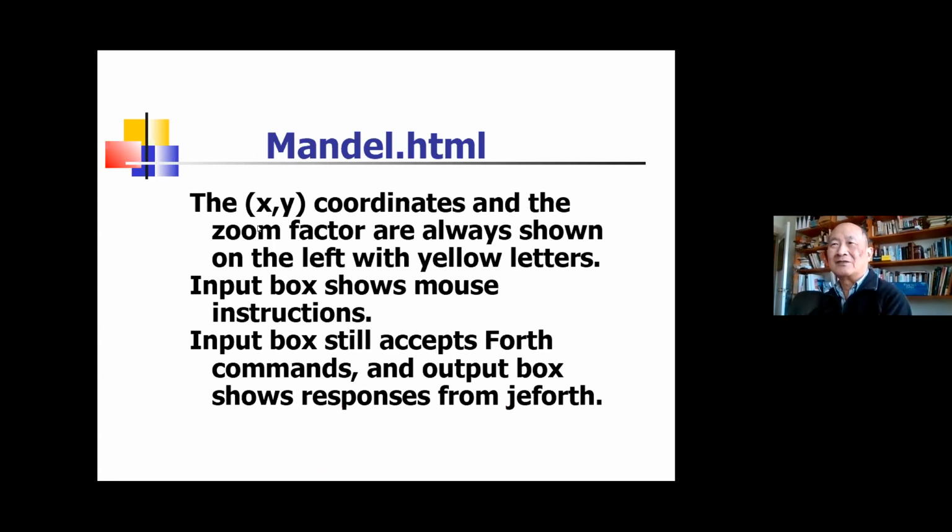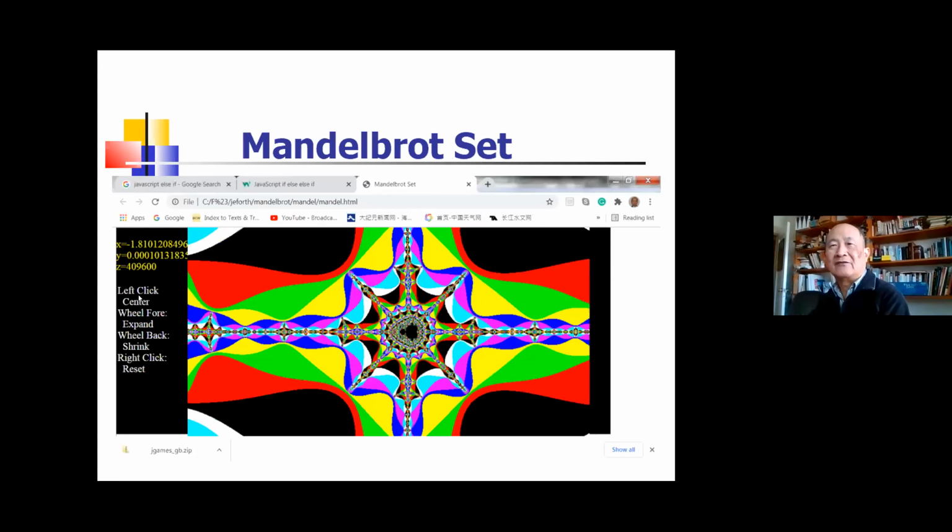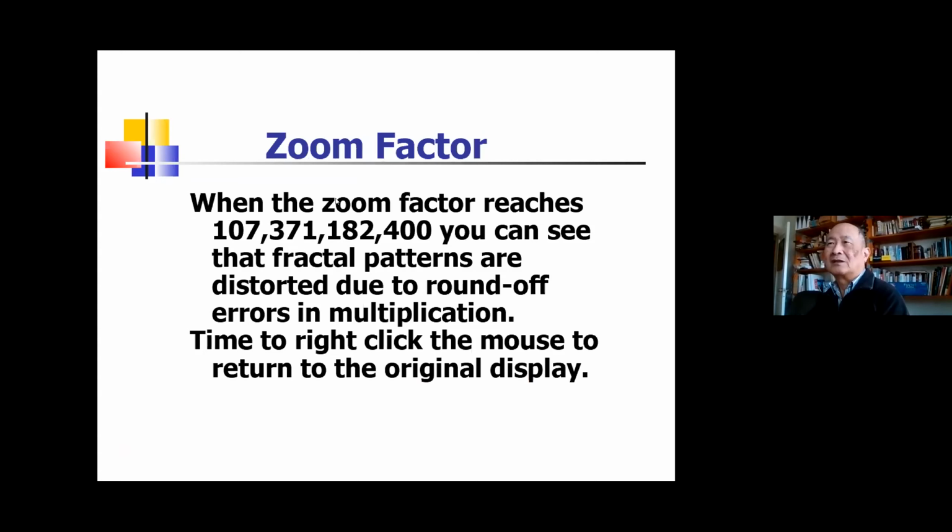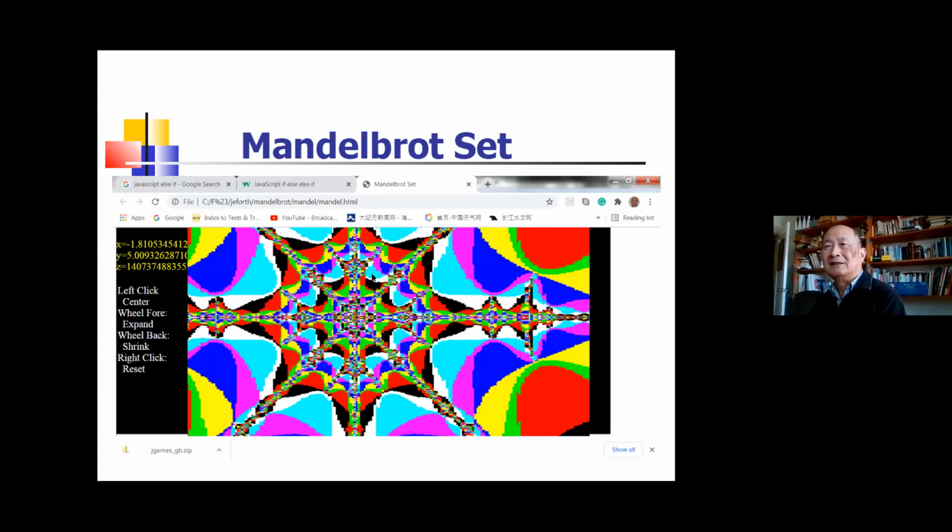The X coordinate is always shown in yellow characters. The input box always shows the mouse instructions. And the interesting thing is that if you type anything here, it gets executed. So Forth is still active here, and the output always shows up here. When the zoom factor reaches almost a billion, the fractal breaks up because of round-off error. If you get to that point, it's time to right click the mouse to return to the original display. You can see the pixels are broken up.